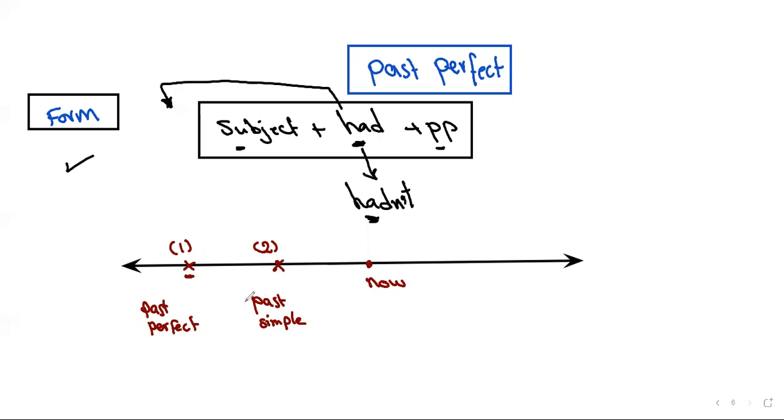We have some linking words to connect the two tenses, the past perfect and the past simple. We have when, by the time, and before. And we have after, as soon as.